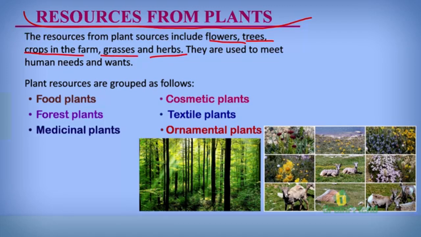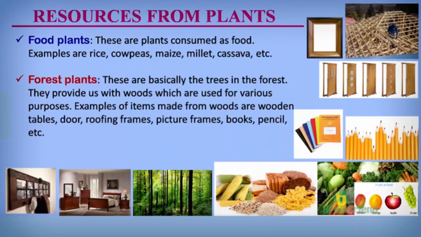Let's think about this. Take a look at plants. What can you do with plants? Without looking at the board, can you mention some things you do with plants? We consume them, right? We use them to make various items, right? So you see, plants are resources because they are used to meet the needs and wants of humans. Plant resources have been grouped into smaller groups. We have food plants, forest plants, medicinal plants, cosmetic plants, textile plants, and ornamental plants. These are just a few examples of groups of resources derived from plants.